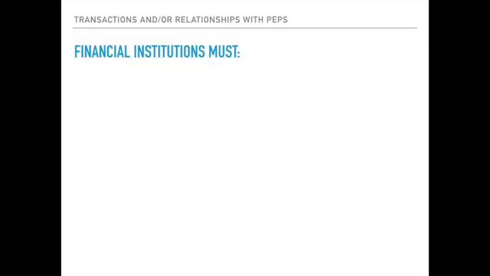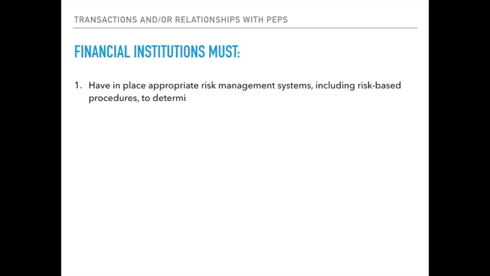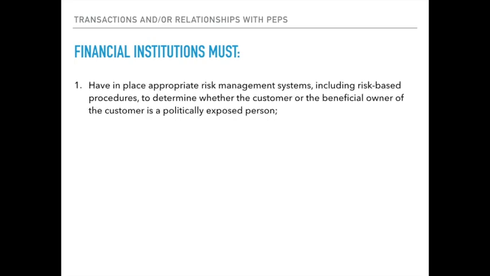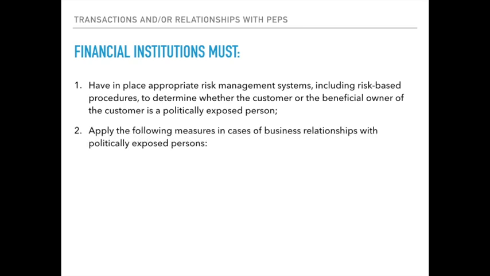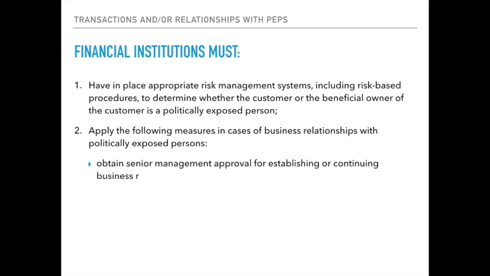Now, regarding transactions and or relationships with PEPs, the financial institutions must, number one, have in place appropriate risk management systems, including risk-based procedures to determine whether the customer or the beneficial owner of the customer is a politically exposed person. So remember, we're looking at whether the customer or the beneficial owner of the customer is a politically exposed person. Number two, we're going to apply the following measures in cases of business relationships with PEPs. One is to obtain senior management approval for establishing or continuing business relationships with such persons.